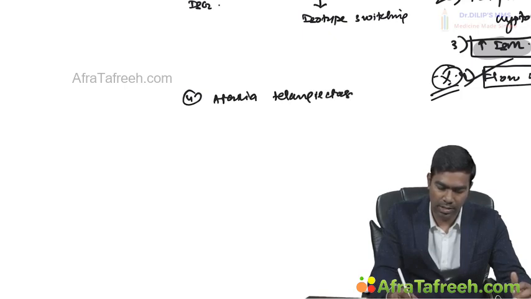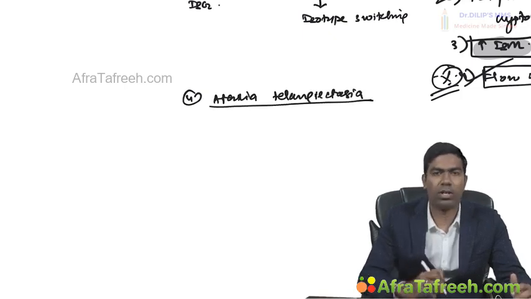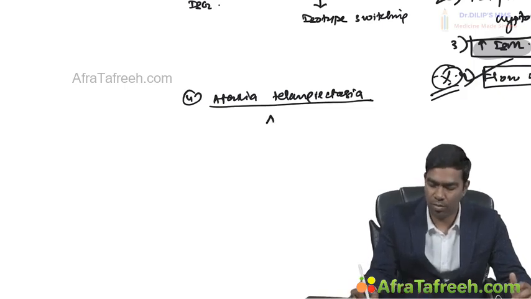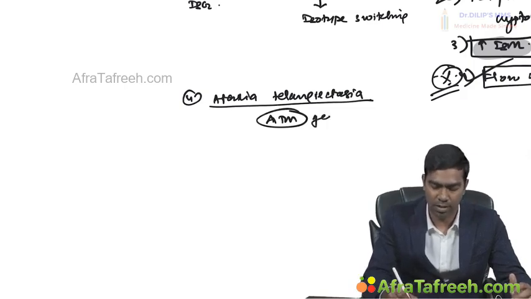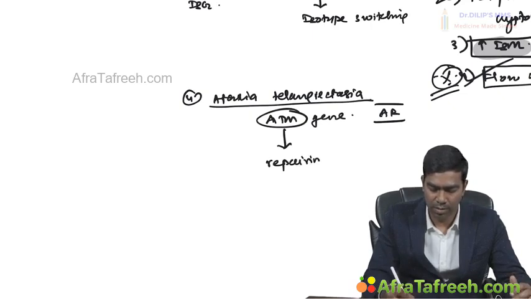Ataxia telangiectasia. Remember, ataxia telangiectasia is due to a defect called the ATM gene defect. That's called ATM gene defect, and it is autosomal recessive in inheritance. The ATM gene is the one that is important for repairing double-stranded DNA breaks.